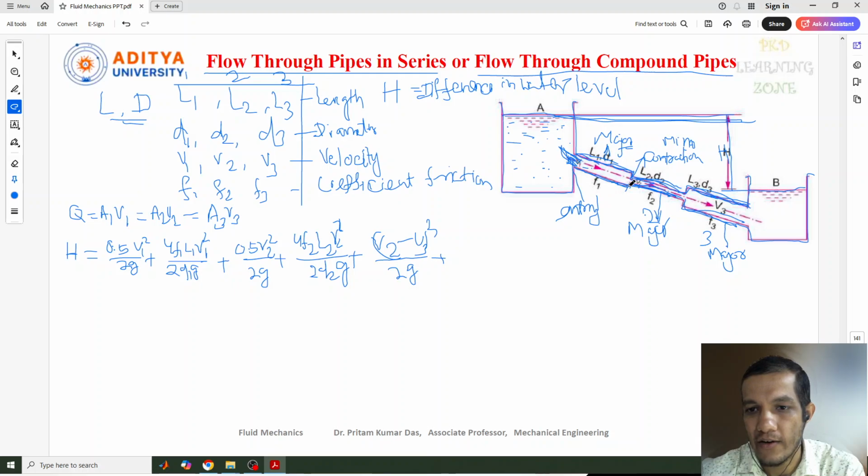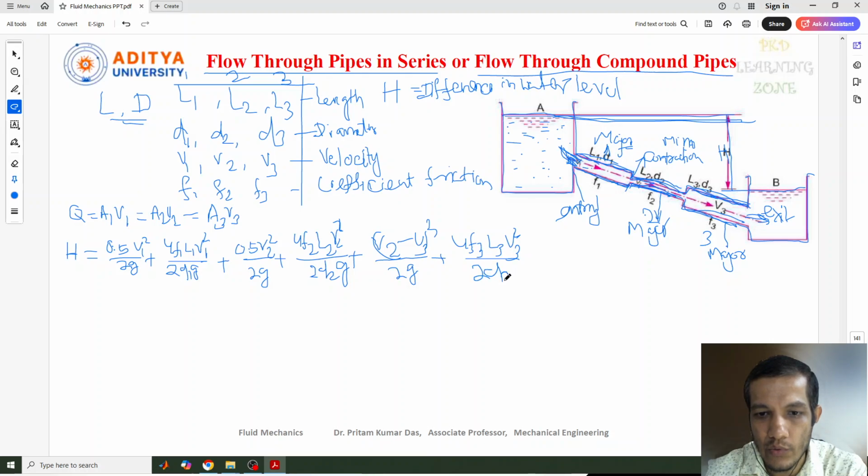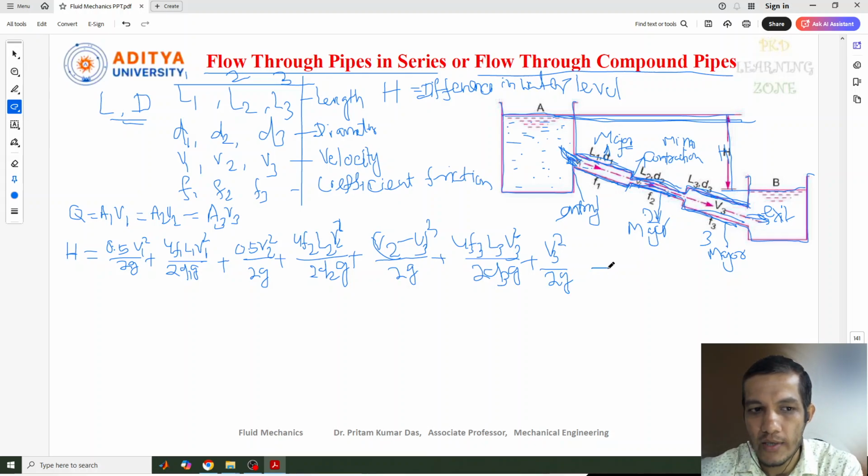And the expansion, contraction, entry, exit, here you can get the exit from the pipe. Okay. So all these minor losses need to be considered. So similarly here we can write 4F3 L3 V3 square by 2 D3 G. And finally this is the exit from the pipe. So exit from the pipe is also a similar thing, very simple. The velocity there, that velocity square by 2G. Okay, so this is the total head loss during the pipe flow when the pipes are connected in series. So this equation we can call equation 1.